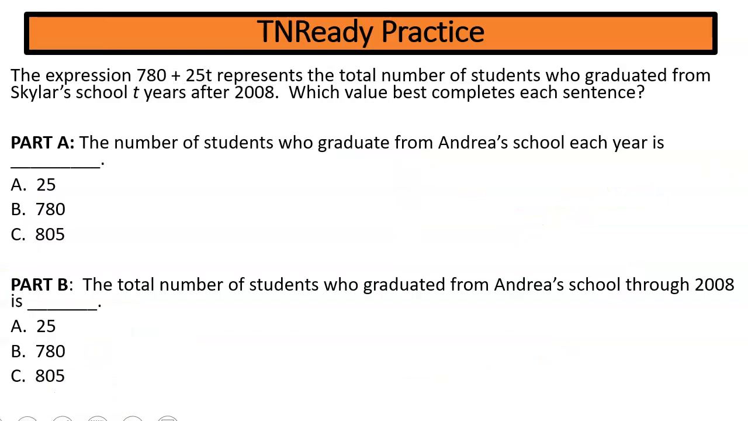All right, next question. The expression 780 plus 25t represents the total number of students who graduated from Schuyler School t years after 2008. Which value best completes each sentence? Part A, the number of students who graduated from Schuyler's school each year is blank. And part B, the total number of students who graduated from Schuyler's school through 2008 is blank.